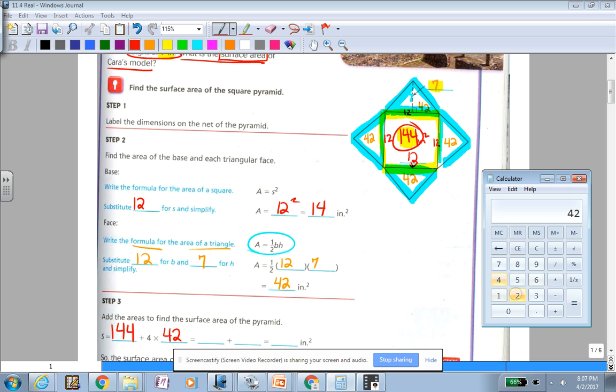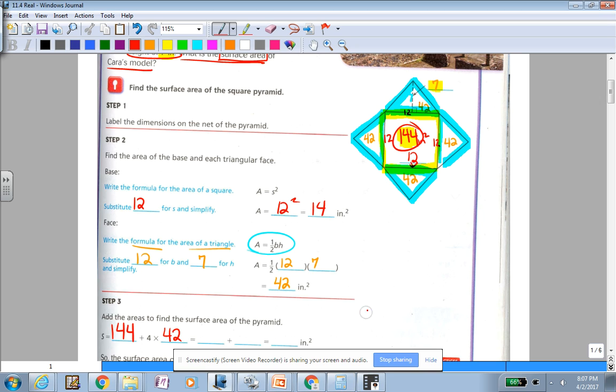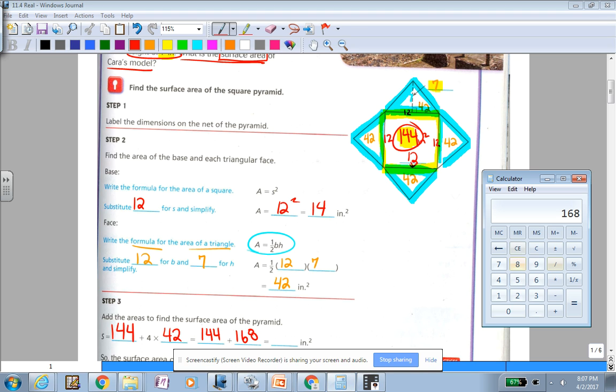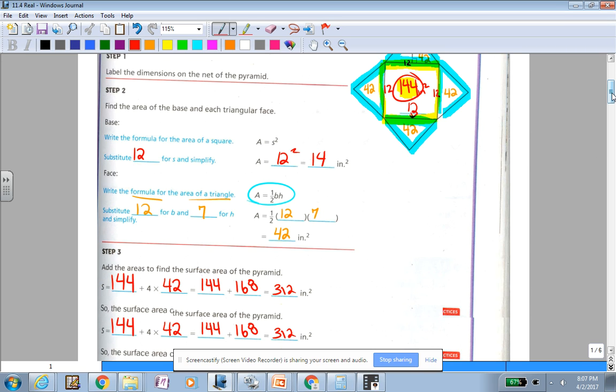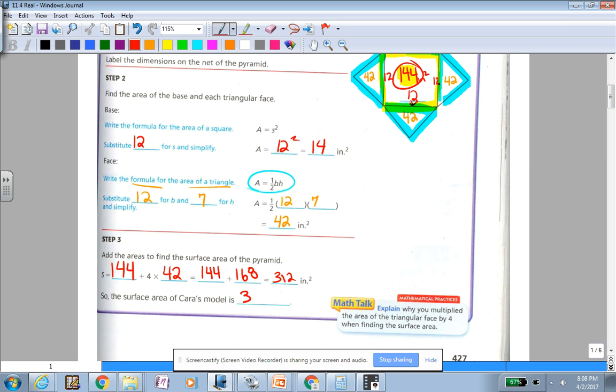42 times 4 is 168, and we're going to add the 144 plus the 168 together to give me a total surface area of 312 inches squared. And here we go, 312 inches squared. Let's look at the next example on the next page.